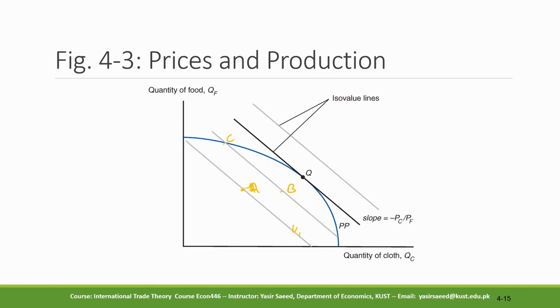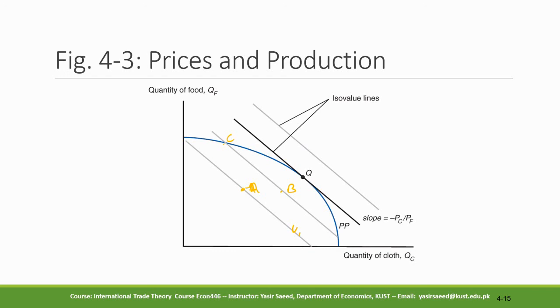our production possibility frontier is at its maximum. But what is wrong with point C? We are not producing the quantity that gives us the maximum value. But if you look at point Q, we have maximum value as well as an efficient production.